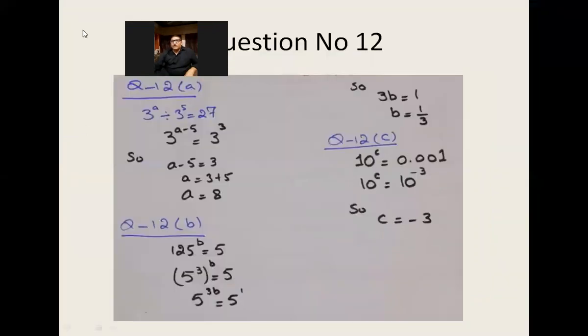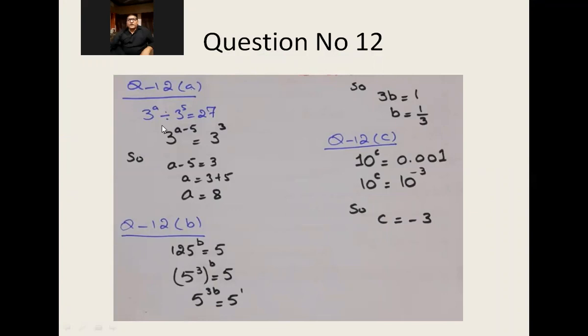Okay. So here we have 3 raised to power A divided by 3 raised to power 5 equals 27. Because they are dividing, the powers will be subtracted. So we will have 3 raised to power A minus 5 equals 27, which is 3 raised to power 3. Because the bases are the same and they are equal, I can make the powers the same. So A minus 5 equals 3. So A equals 3 plus 5, A equals 8. So the value of A will be 8. Hopefully you have understood.